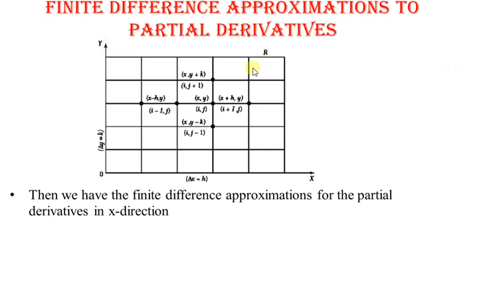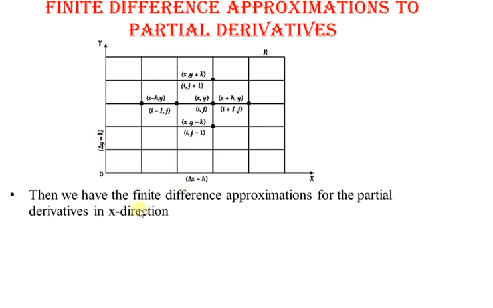Let's consider this rectangular region in the x and y directions. We are going to divide this rectangular region into a number of parts along the x direction as well as along the y direction. The distance between two consecutive values of x will be denoted by h, and the distance between two consecutive values of y will be denoted by k. These h and k values may or may not be the same.